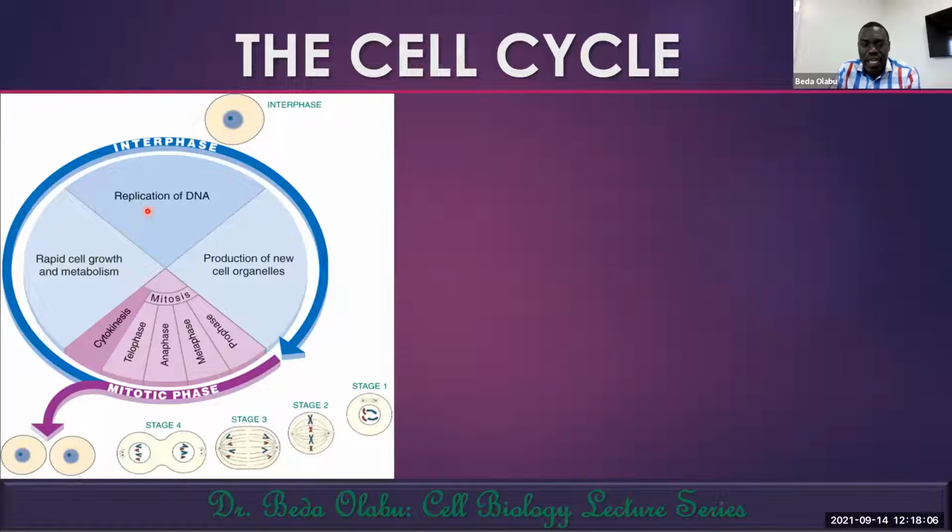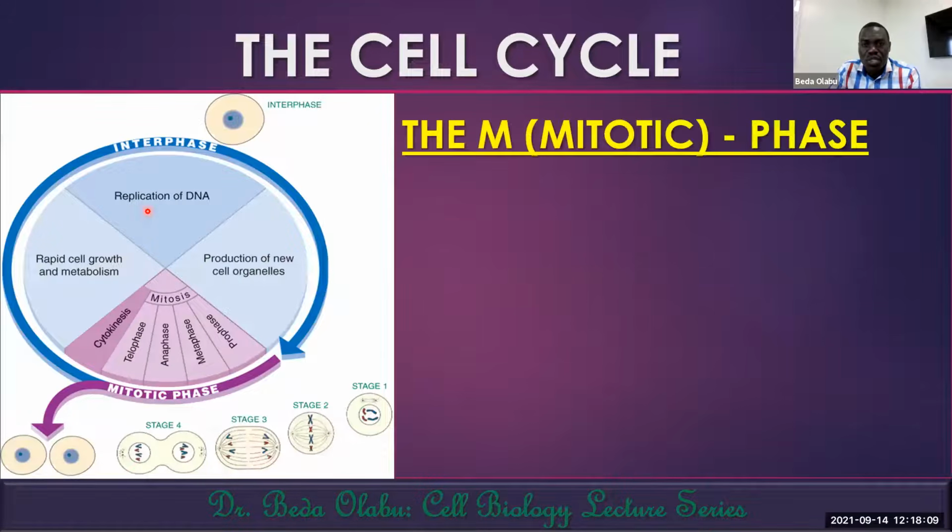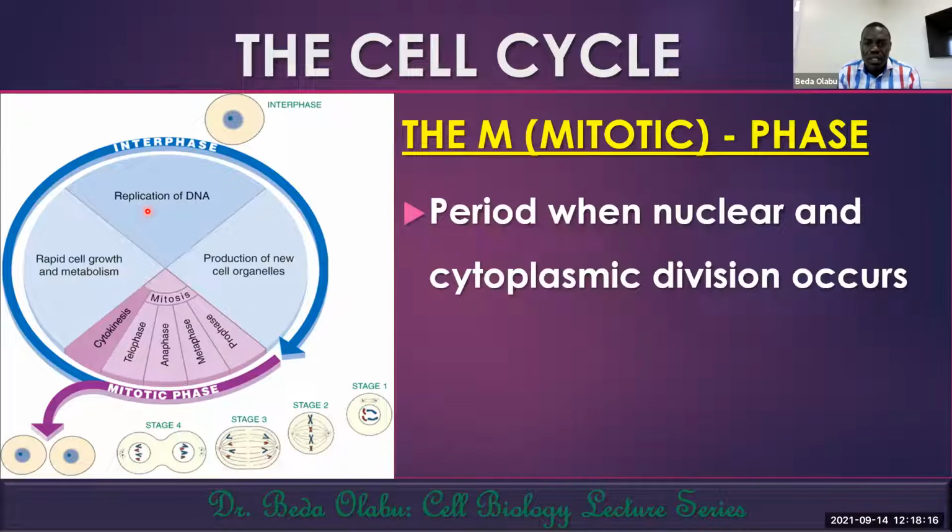Now the cell enters the mitotic phase. We call it the M phase, M for mitosis. The mitotic phase is a period when the nucleus divides, and after the nucleus has divided, the content of the cytoplasm of the cell also divides. So it's a period of nuclear division as well as cytoplasmic division.